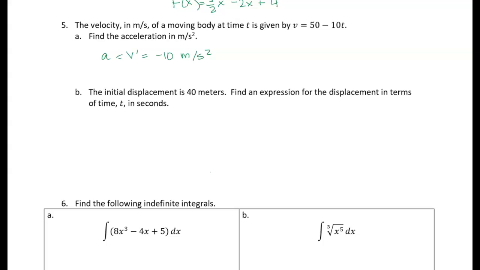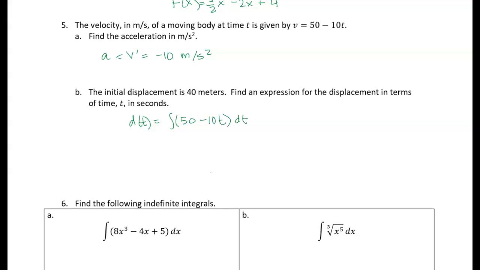Okay, so remember the velocity is the rate of change of displacement over time. All right, so if we were going to go backwards, we want the antiderivative of the velocity to get the distance. So I'm going to define a function d of t is equal to the integral of 50 minus 10t dt.